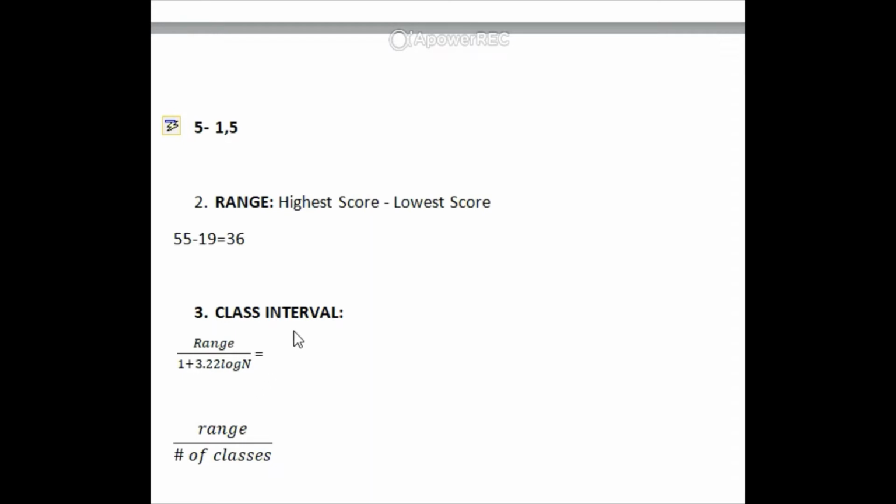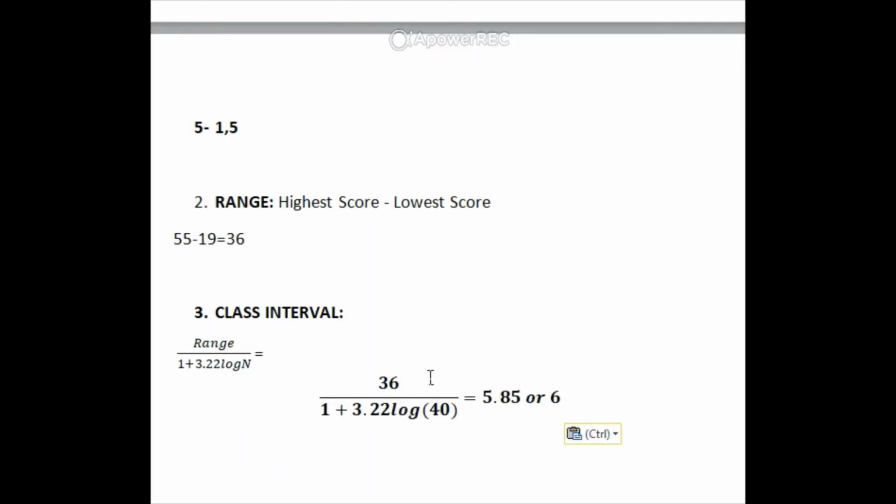So, to show you the solution, ito po yun. So, we have 36 over 1 plus 3.22 log 40. Bakit po 40? Kasi that is the number of data na nakalagay kanina sa ating given. So, i-divide lang natin and that results to 5.85 or 6. Sa ating class interval, lagi po tayong round up, hindi po round off.